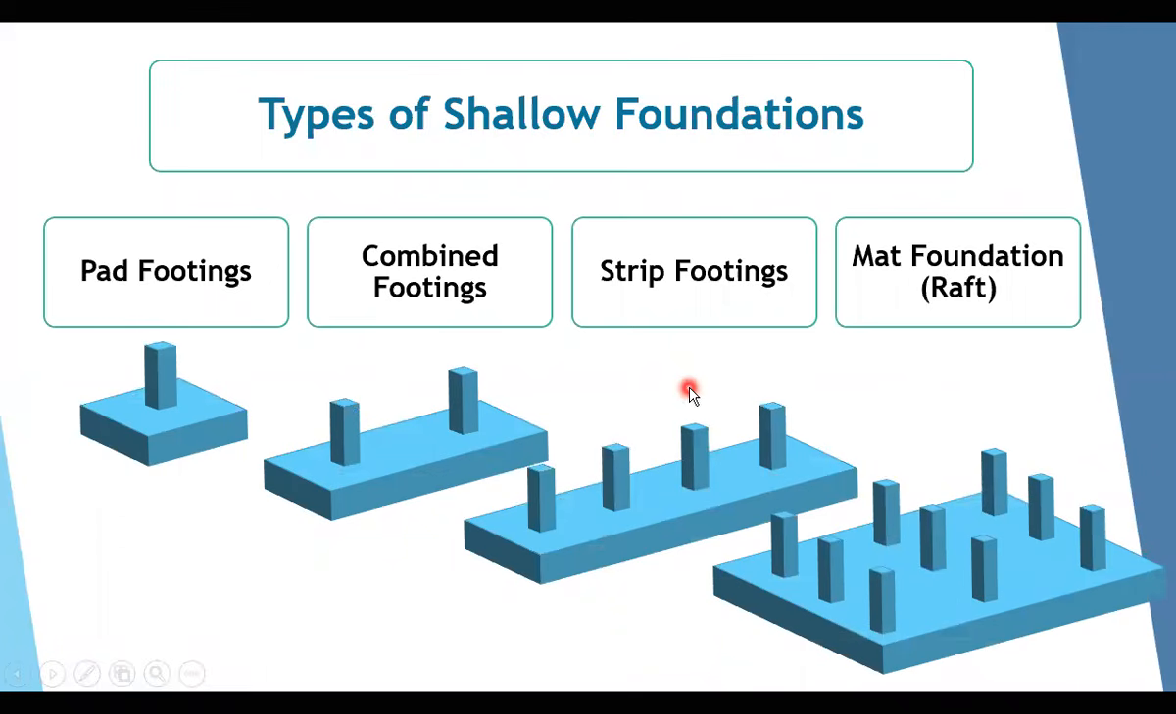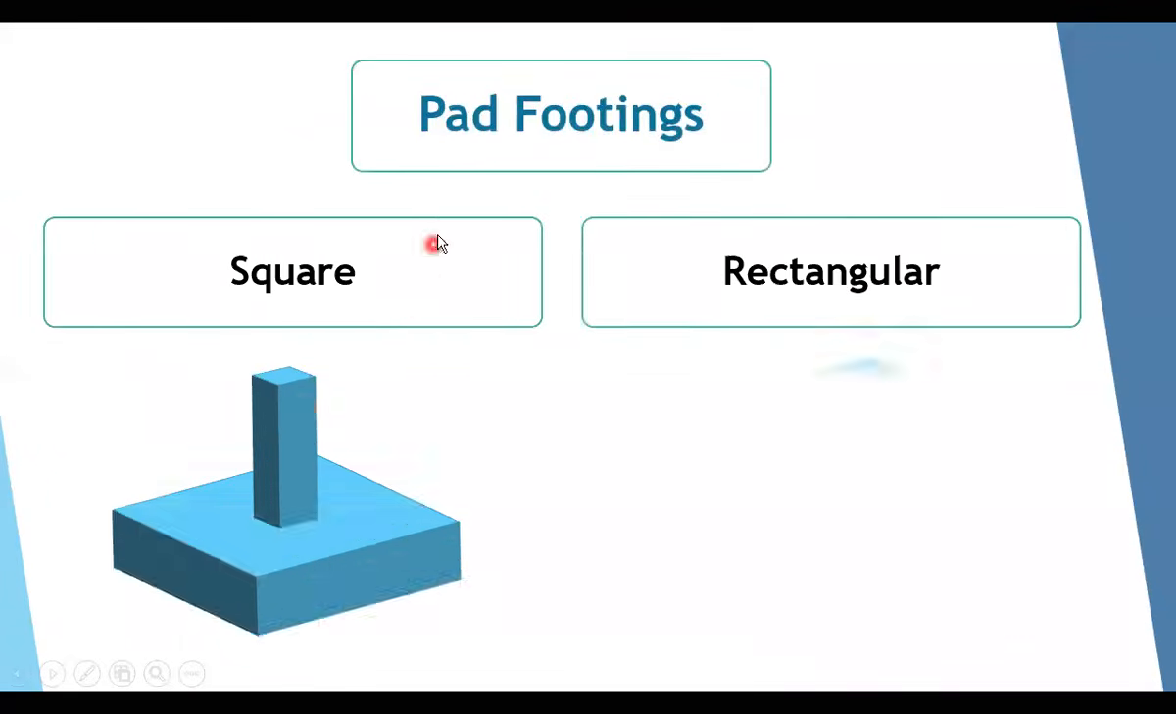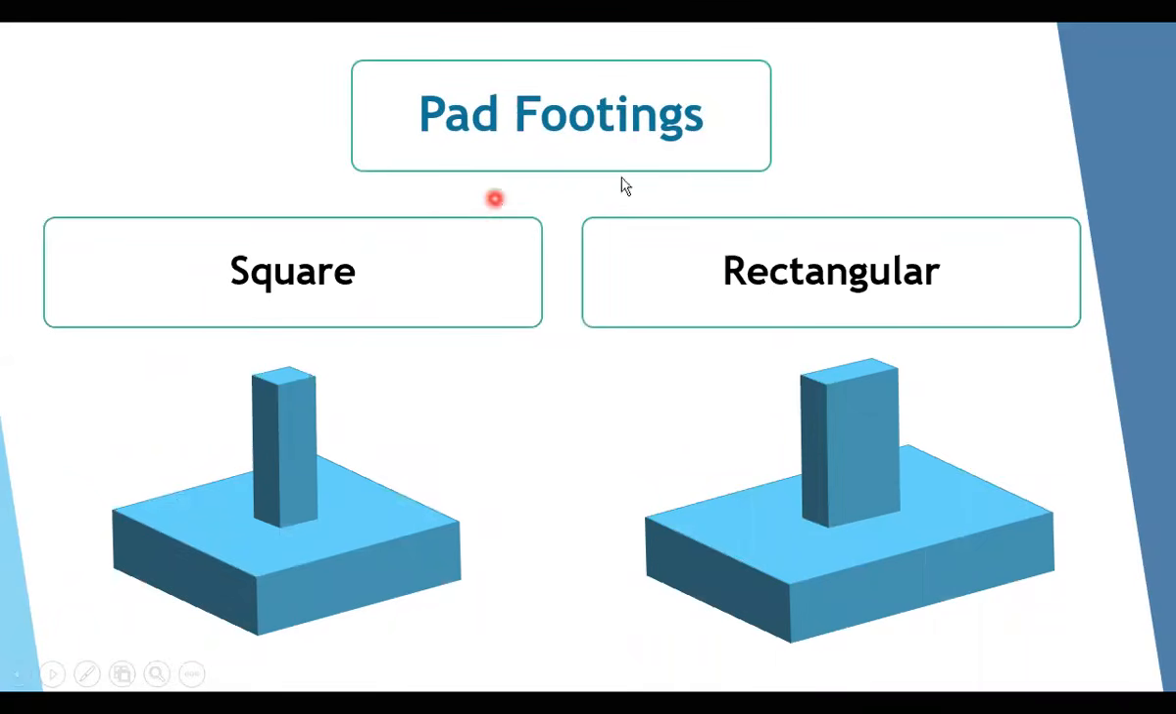As we discussed in our previous video about footing, we have different types of shallow foundations. This includes pad footings, combined footings, strip footings, mat foundations, and there are also other types of shallow foundations. In this video, I'm going to concentrate on pad footings. And as you know, pad footings could be square or rectangular. When you have a footing supporting only one column, we call this a pad footing.